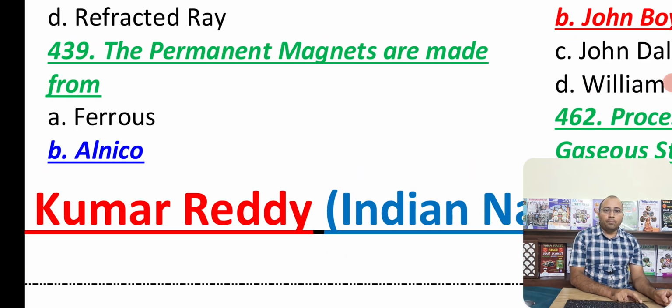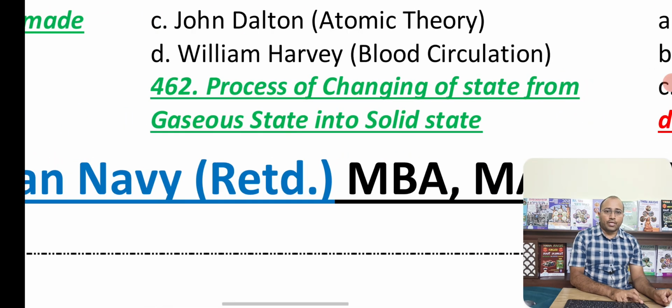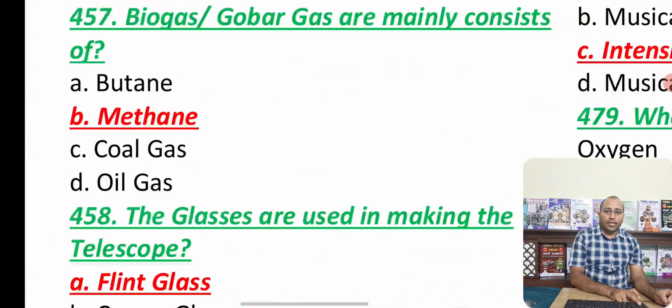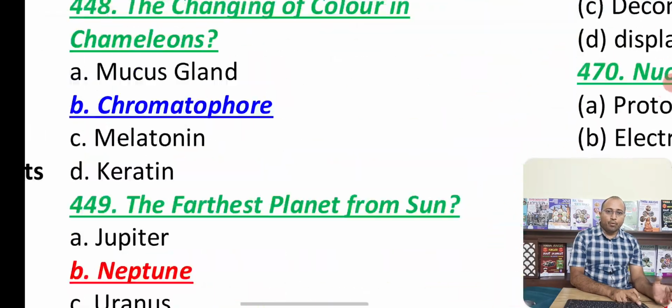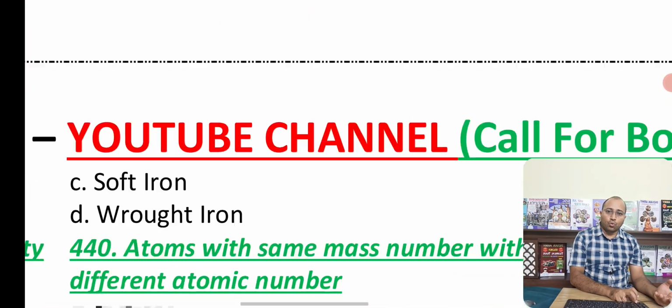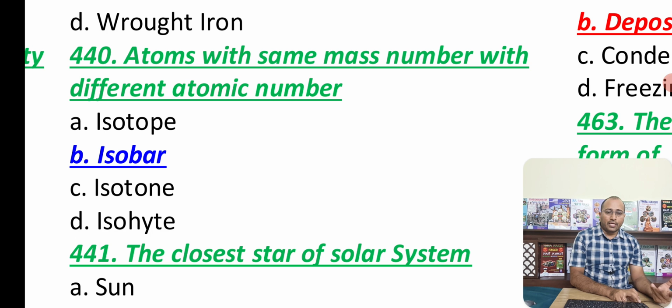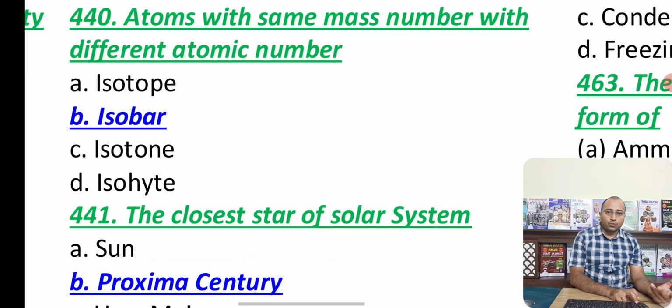And now we have what permanent magnets are made of, you know that. So for all these permanent magnets, alnico is the one with which we can directly make magnets, guys. So these are very important bits, so don't underestimate them. I want you guys to go through all 500. You should know what wrought iron is and what exactly the purest form of iron is. So that is wrought iron. Atoms with the same mass number but different atomic number.